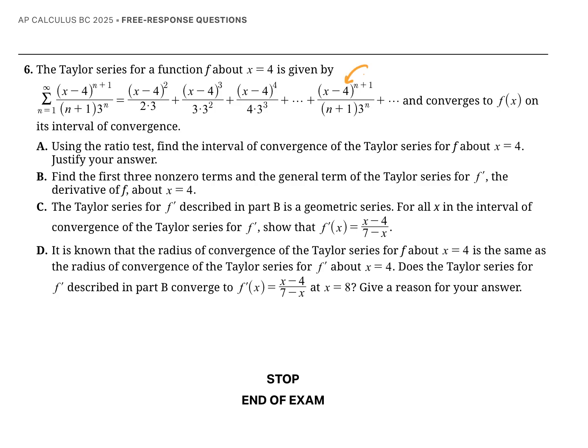So part A says use the ratio test to find the interval of convergence for f about x equals 4 and justify your answer. Part B says find the first 3 non-zero terms and the general term of the Taylor polynomial for f prime, the derivative of f. Part C, the Taylor series described for f prime in part B is a geometric series for all x in the interval of convergence for that of f prime. Show that f prime is equal to that.